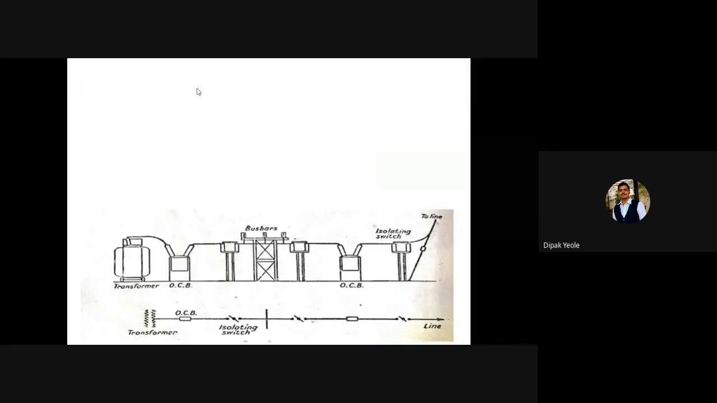Okay. Now this is our substation schematic, or you can say single line diagram. You can see over here, this is a transformer. This is the circuit diagram, or connection diagram, and this is the single line diagram. All the components are presented in a single line. That is called a single line diagram.